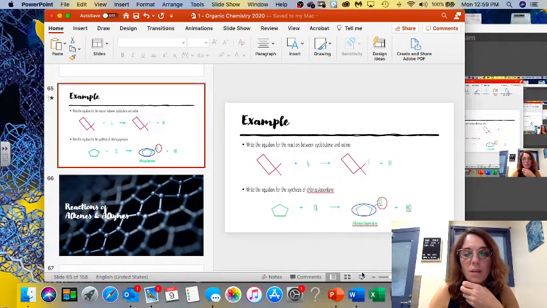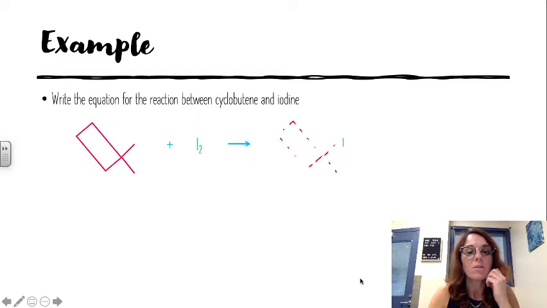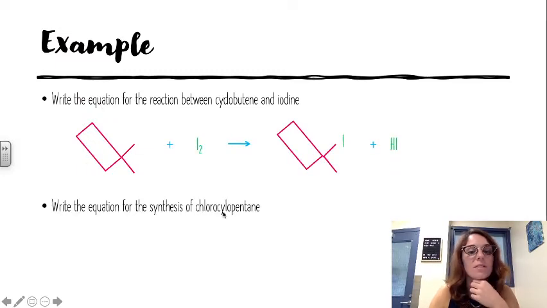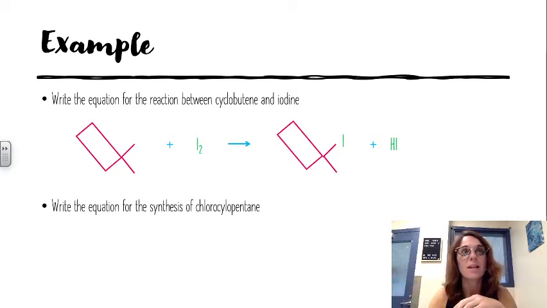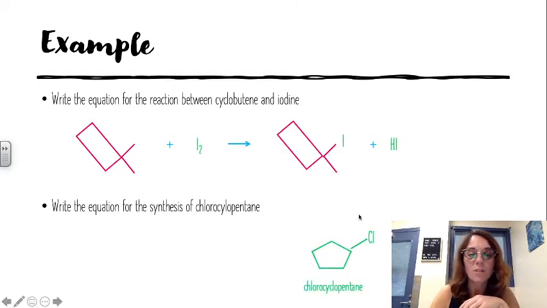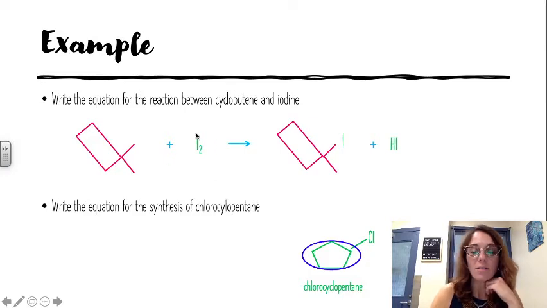The second example here goes in the opposite direction. So if I have chlorocyclopentane, this is the synthesis of chlorocyclopentane. So that means the chlorocyclopentane is my product. If that's my product, what reactants did I need? So if we're working backwards here, this is chlorocyclopentane. I want to know what cyclic structure I needed and which halogen I wanted. Obviously in this case, because we see chlorine here, I know that the chlorine will be one of my reactants, so chlorine gas, and then my cyclic structure will be the other one.